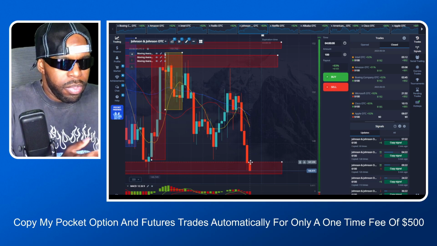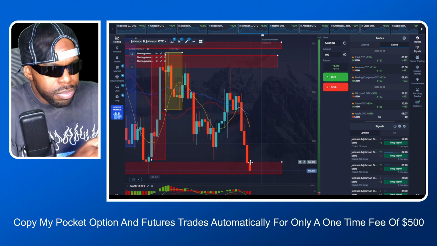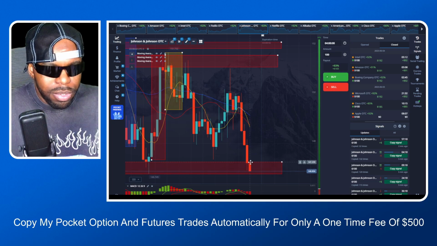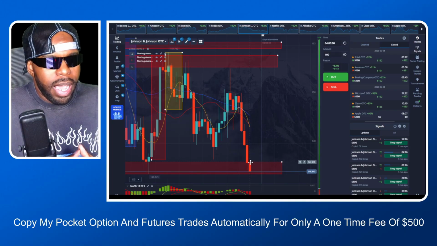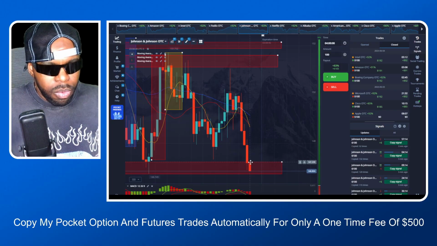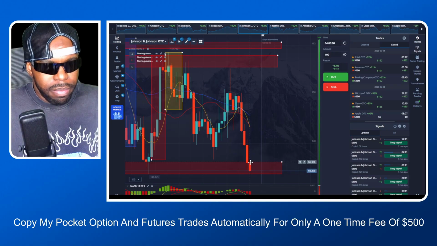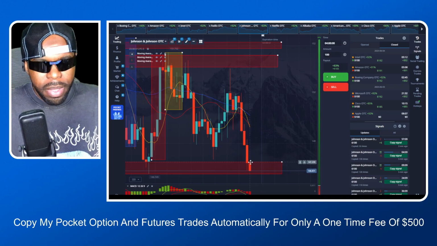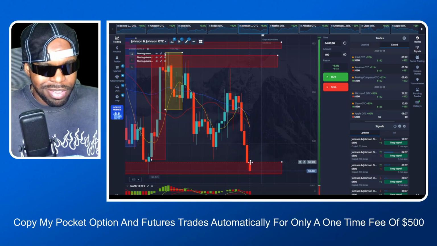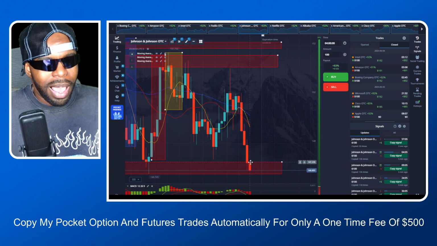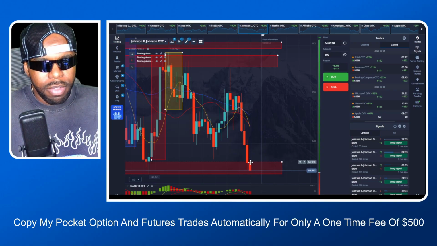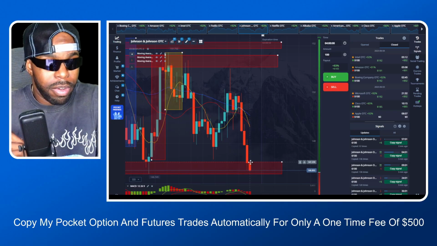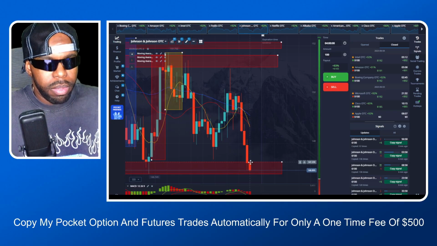Once you learn market structure and you know where you are in the market on the higher time frames, you can kind of predict where the market is going to be heading next. All right, you're not going to win 100% of every trade, but you will win a lot more if you know the higher time frame trend and you know where you are in the market.